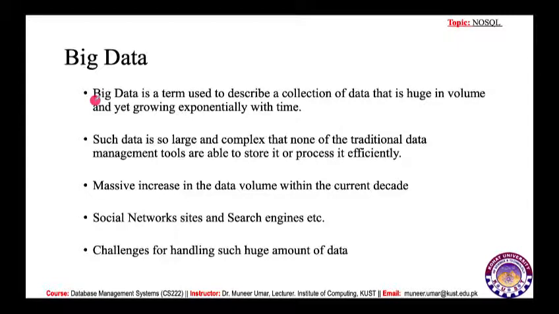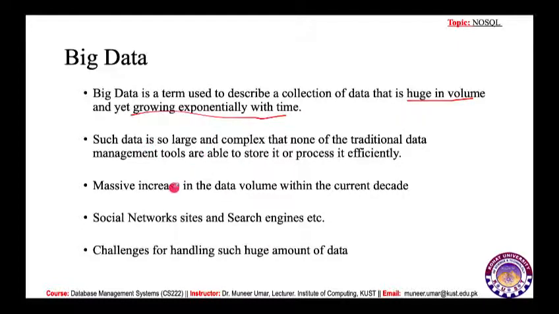Big data is a term used to describe a collection of data that is huge in volume and yet growing exponentially with time. When we say big data, we mean that the amount is much bigger and more complex as compared to traditional databases. So, for big data, we cannot use the traditional database management tools to store and process it efficiently.